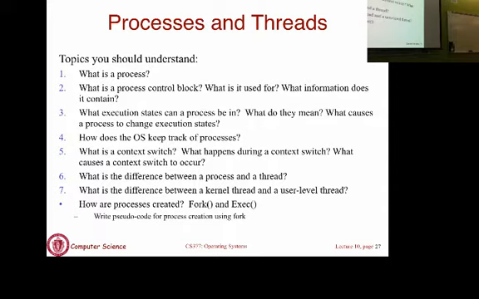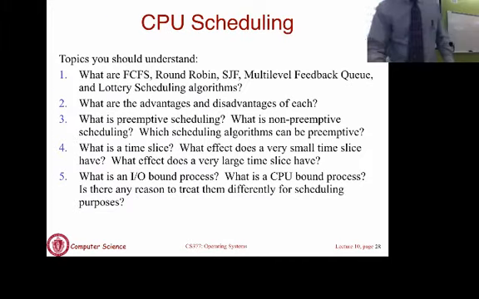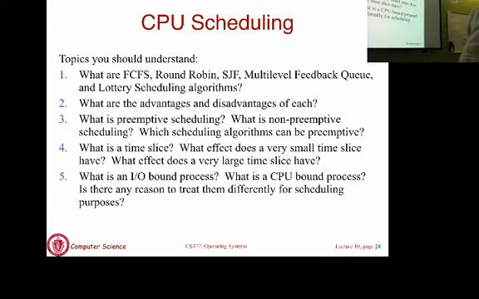Okay, so that's processes and threads, and then the second to last topic is CPU scheduling. We covered quite a few different policies there: first come first serve, round robin, shortest job first, MLFQ, which is multi-level feedback queue, and lottery scheduling. So you need to know all of those policies. You need to know which ones are preemptive and which ones are non-preemptive.